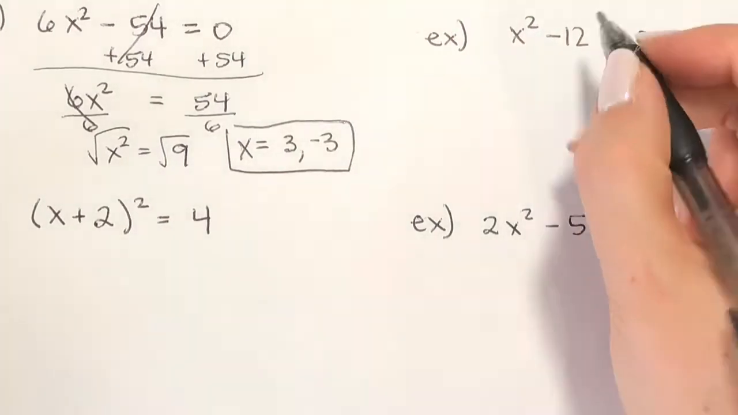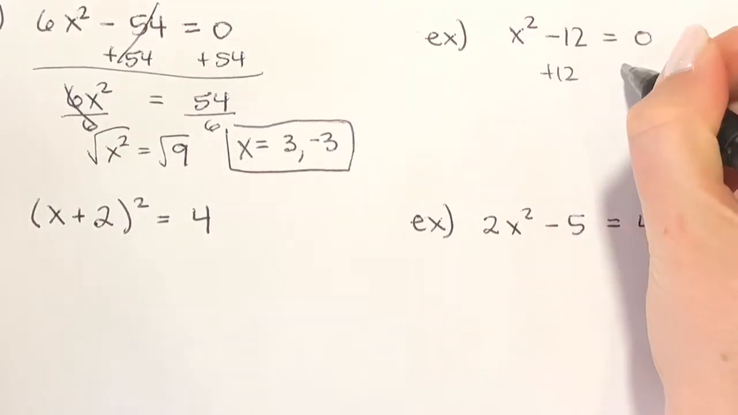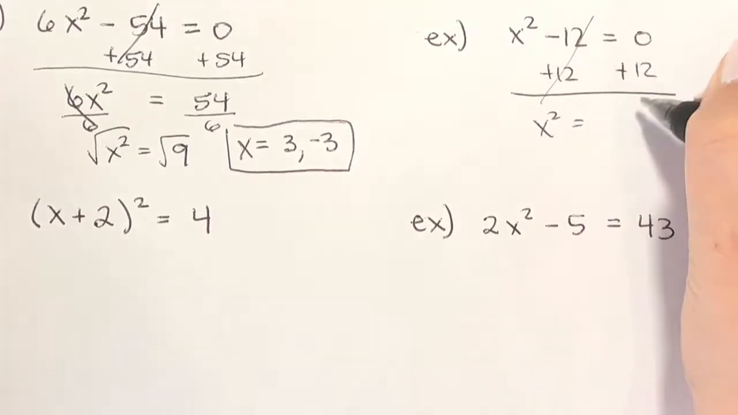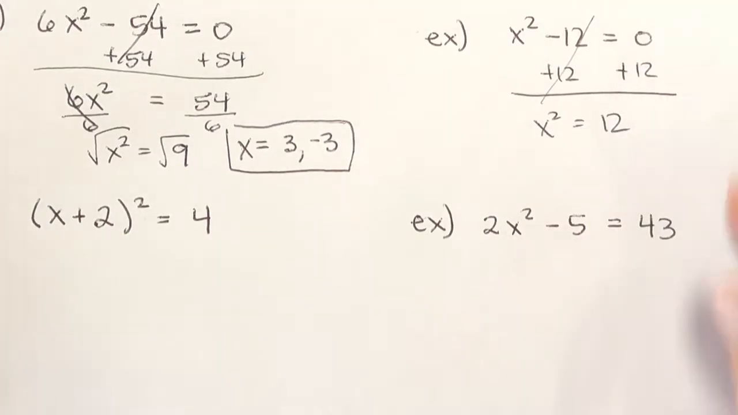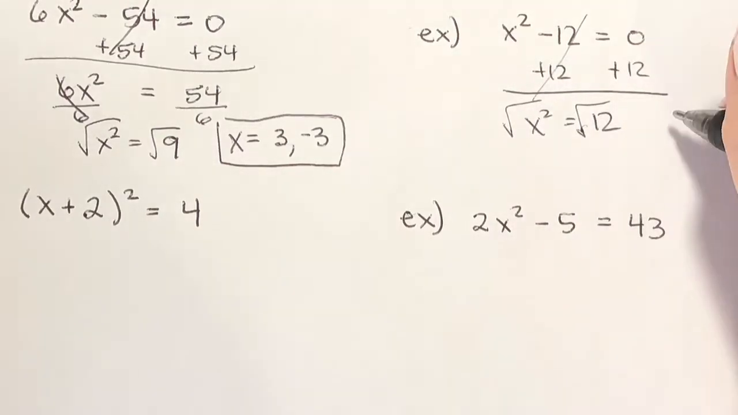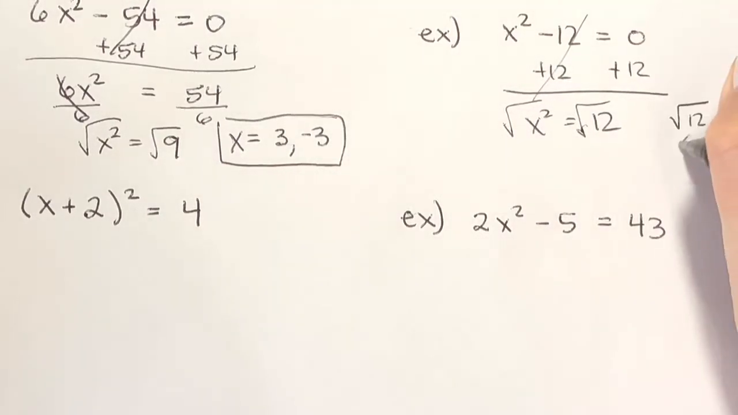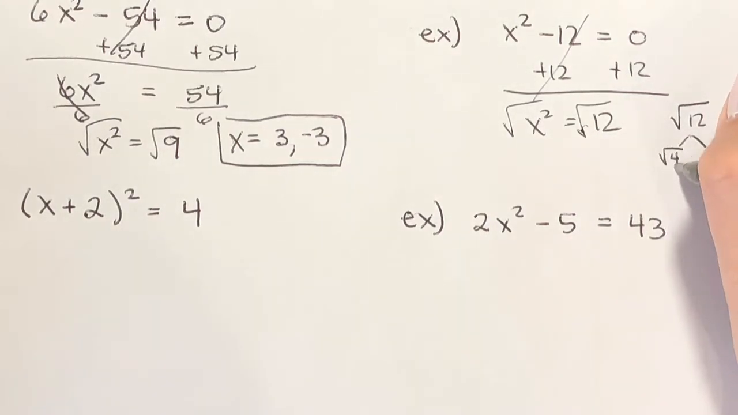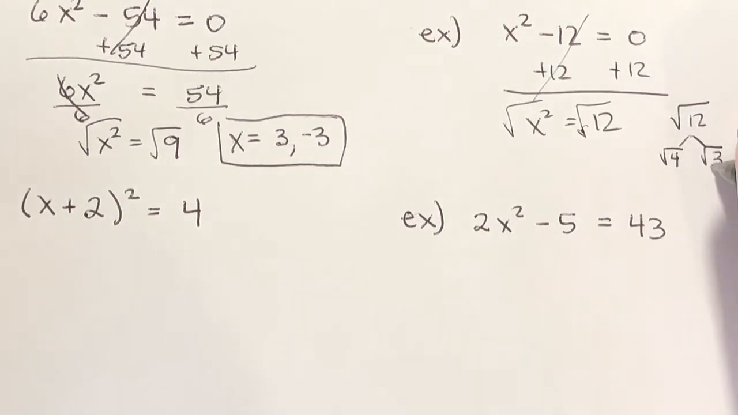Okay, let's look at another one. Let's add this 12 over first. Those cancel. We've kind of already done 12 on the other page. When I take the square root of 12, it's not a perfect square, so we're going to do our little factor tree here. We want a perfect square that does go into 12. So 2 and 6 make 12, but 2 and 6 aren't perfect squares. So we want to do 4, since 4 is a perfect square, times 3.